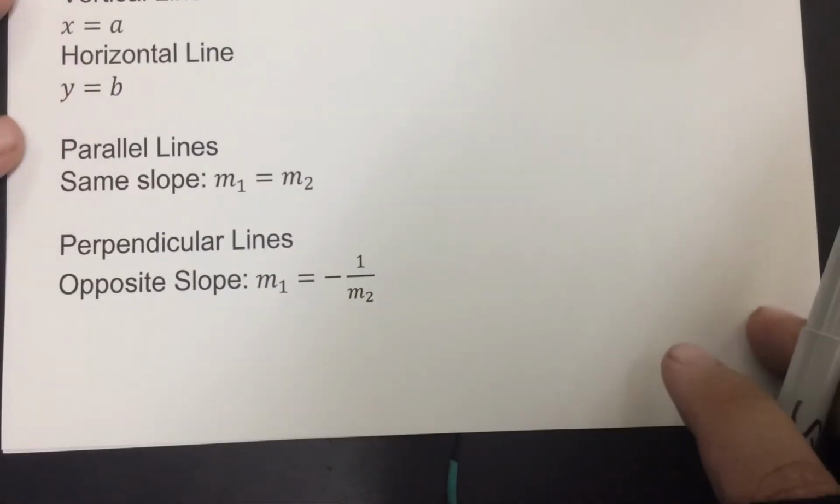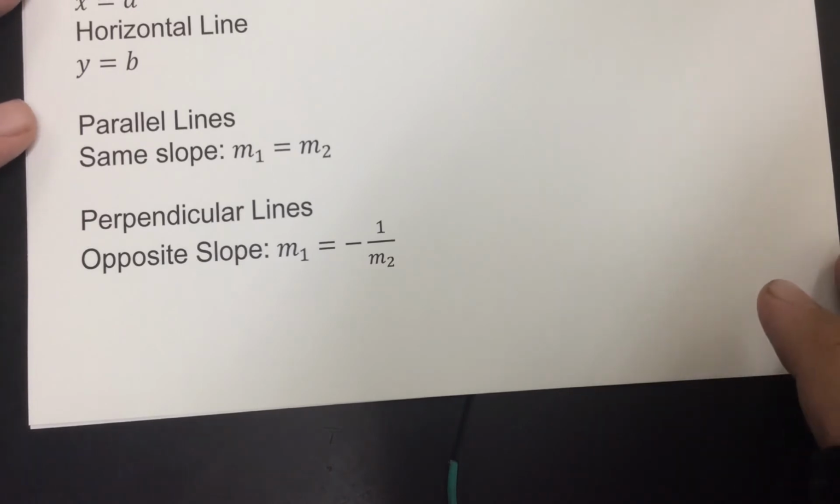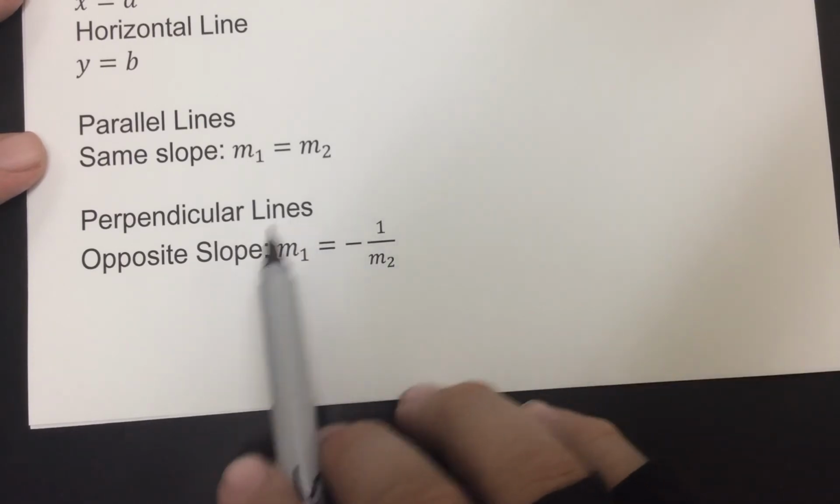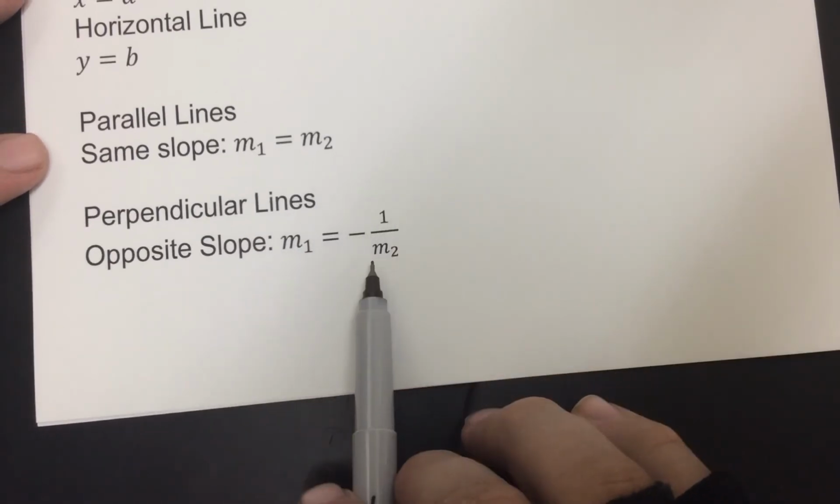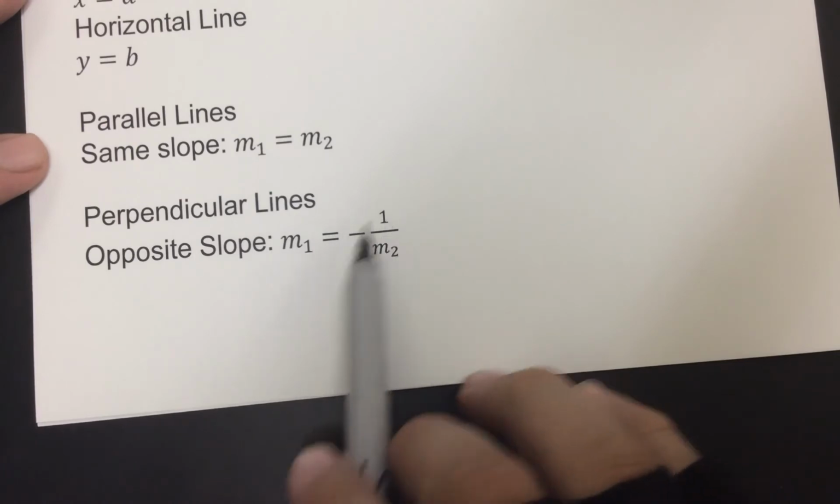When it comes to slope, keep in mind parallel lines are going to have the same slope. So whatever one has, the other one will have. Perpendicular, it's going to be the opposite. So the negative reciprocal. So if this is m1, you would flip it over and negate it to get the second slope.